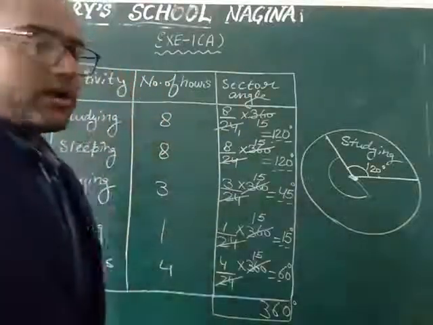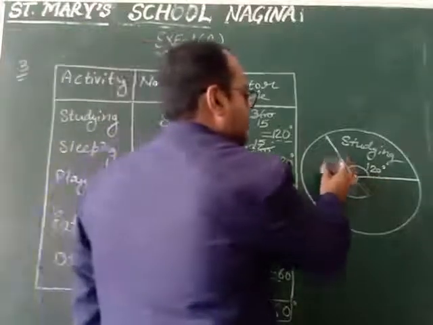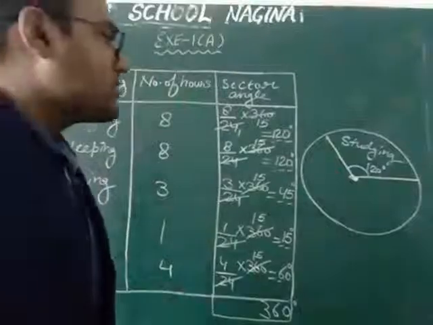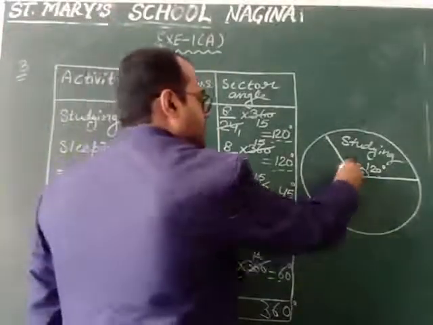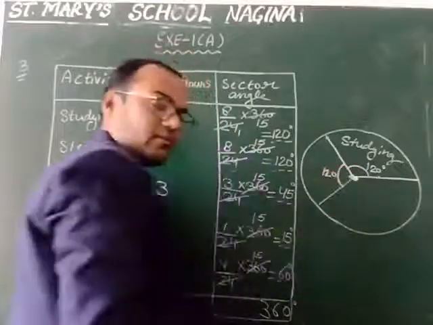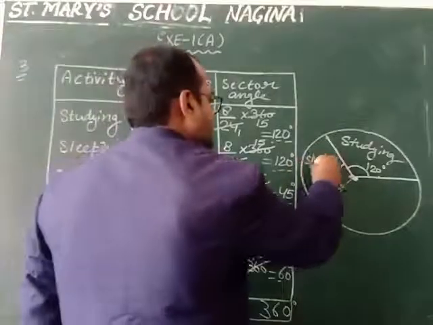With the help of protractor we will draw another angle. Another sector angle is of 120. So on this line we will draw an angle of 120. So 120 will be like this. ये आ जाएगा 120. Now we will write the name of the activity also. This 120 degree is of sleeping. So here we will write sleeping.